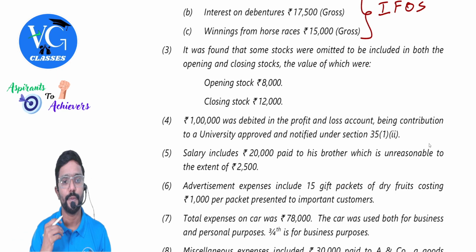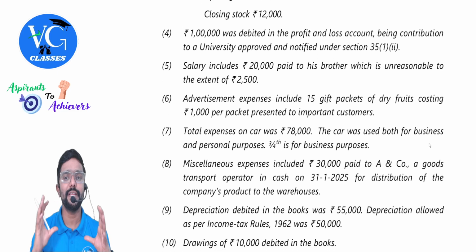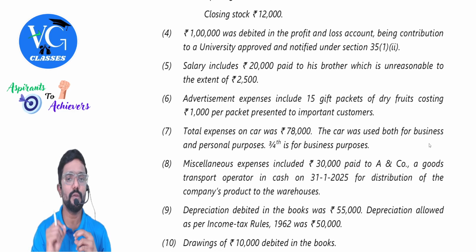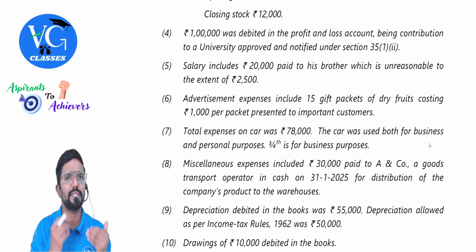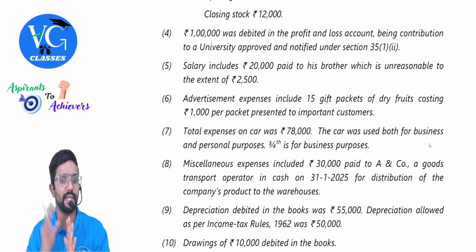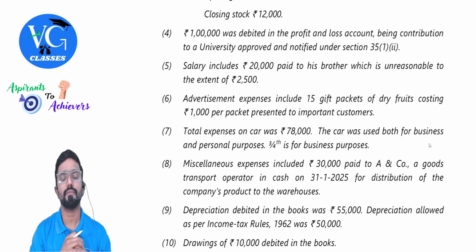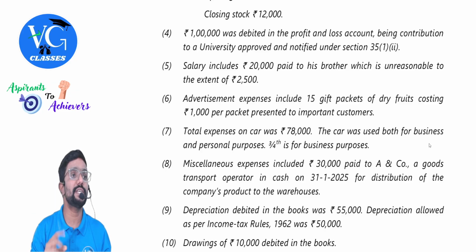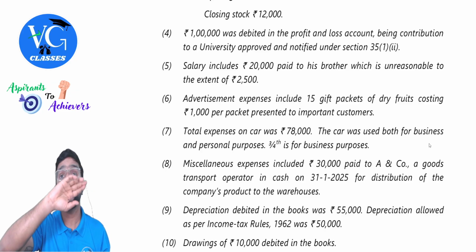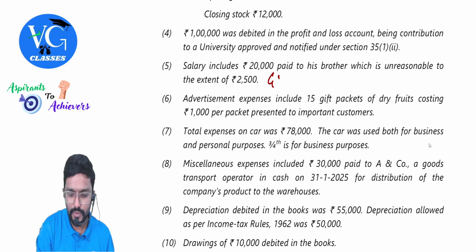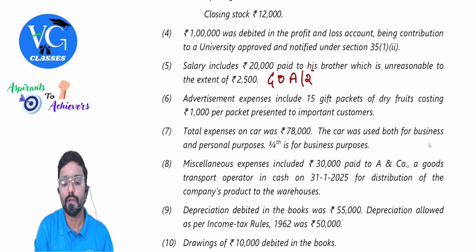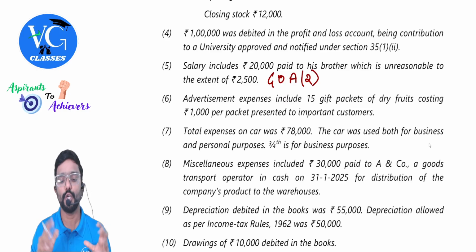Next, 1 lakh was debited in profit and loss account, being contribution to a university approved and notified under section 35(1)(ii). If it is optional, allowed. If it is default, reject it, means block it. Salary includes 20,000 paid to his brother, which is unreasonable to the extent of 2,500. Unreasonable has to be disallowed. Where? 40A(2). If you pay unreasonable payments to your relatives, it is disallowed as per section 40A(2).